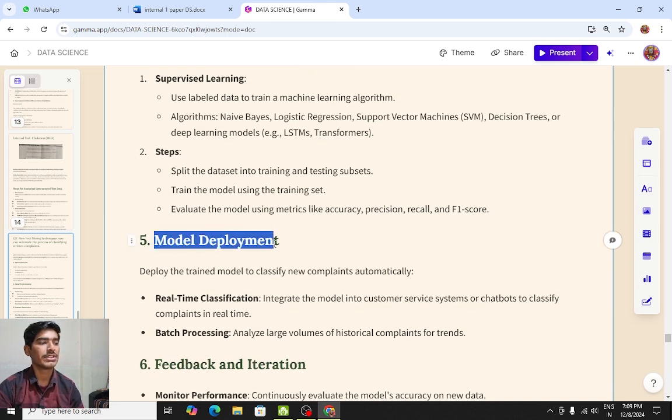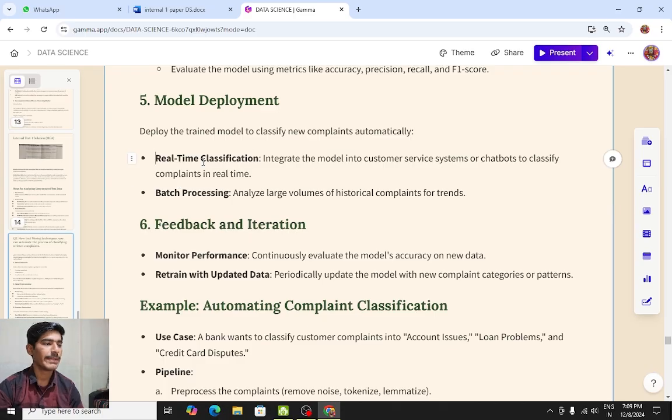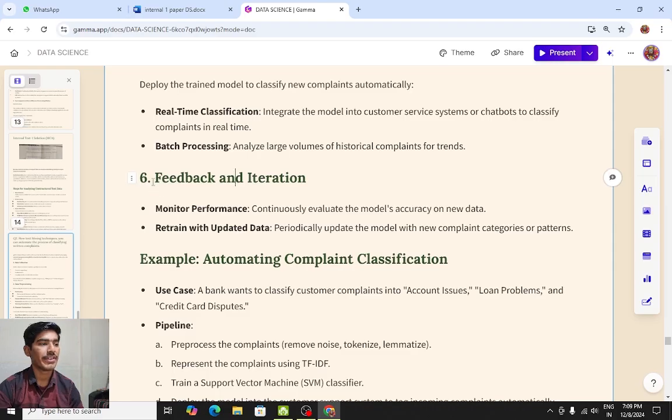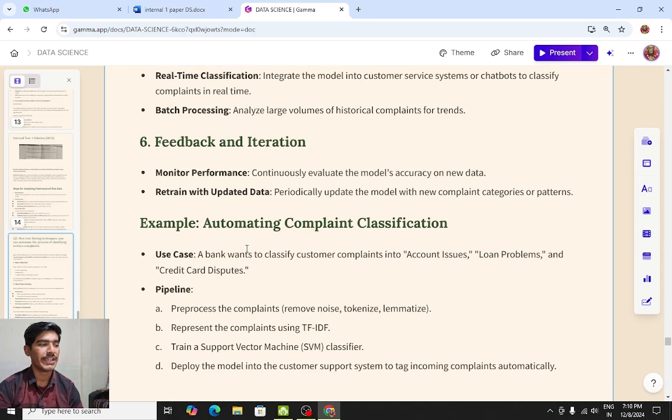Now the fifth point is model development. Develop the trained model to classify a new complaint automatically. The first is real-time classification and the second is batch processing. The next point is feedback and iteration. In feedback and iteration, there are 2 points: monitor performance and retrain with the updated data.